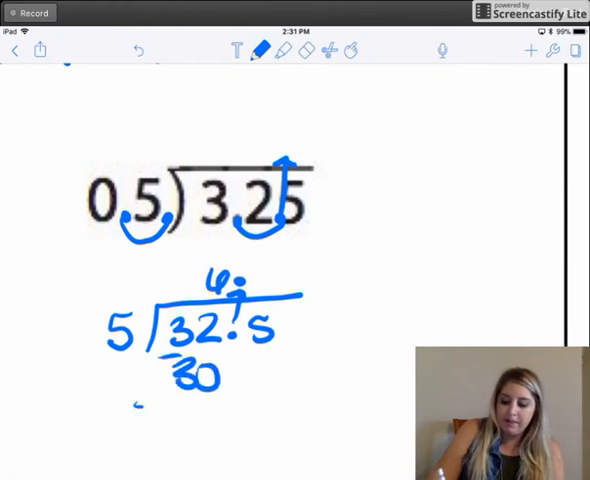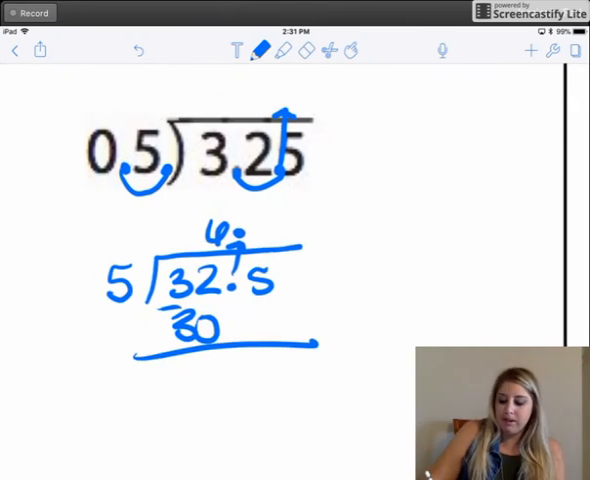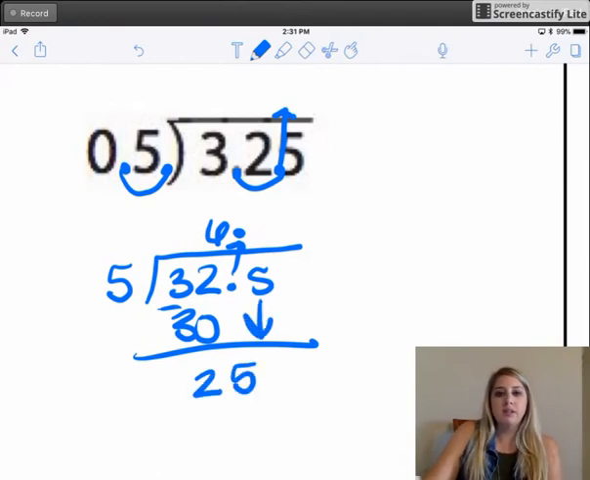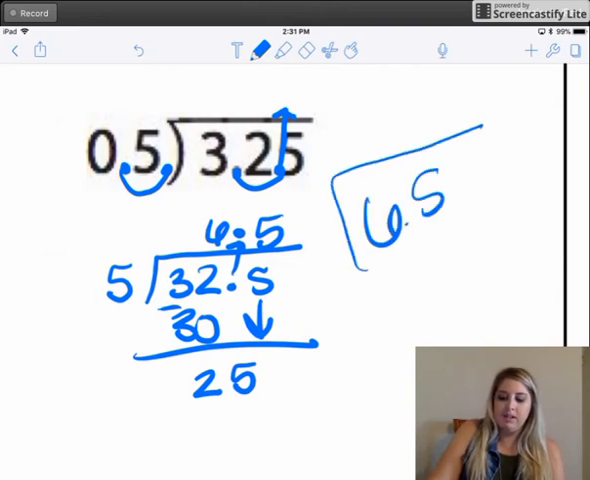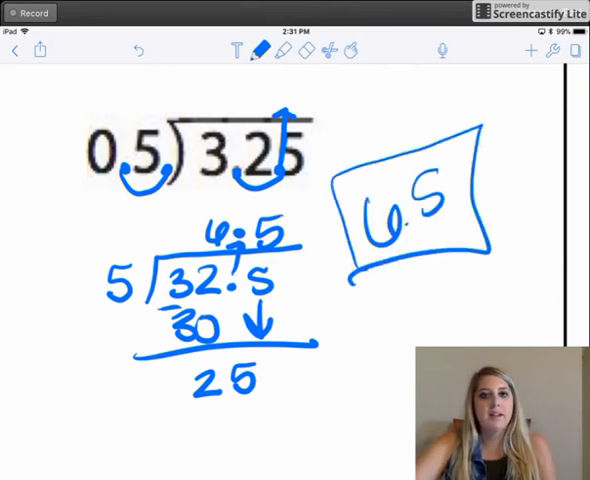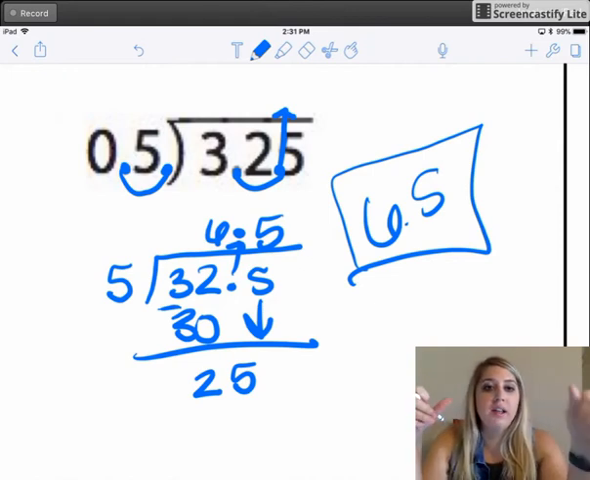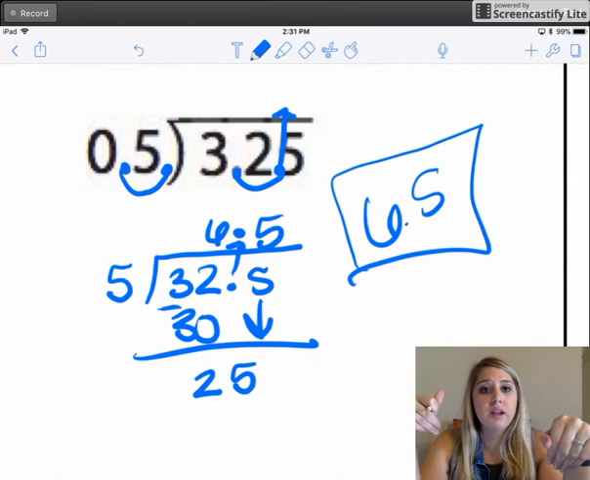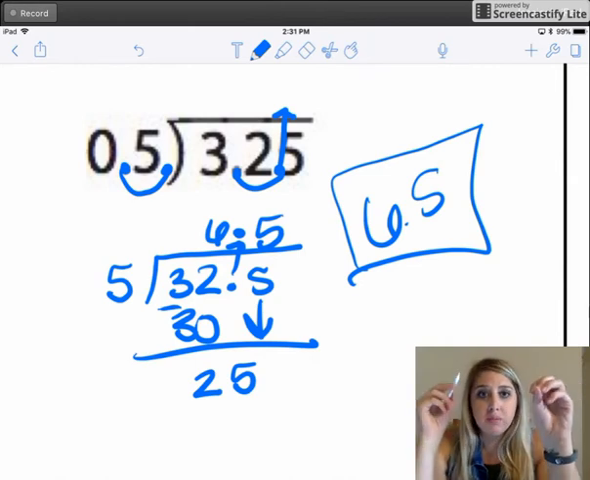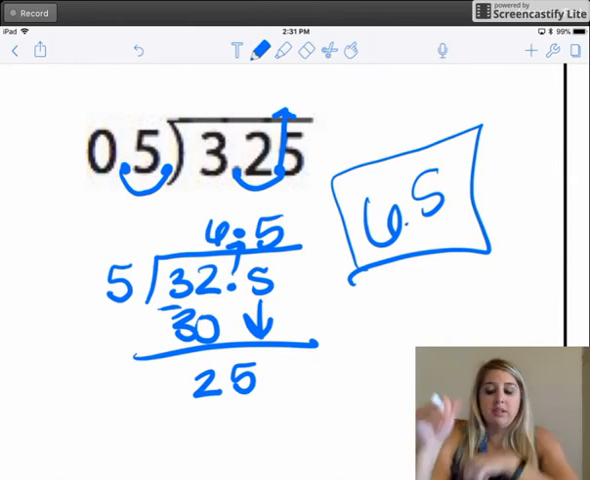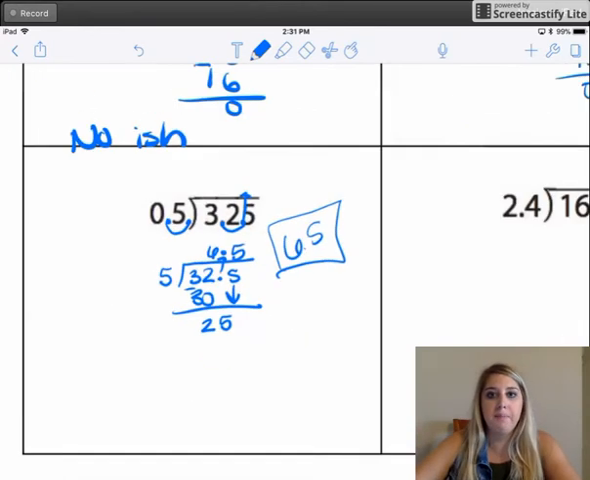That's 30. I make my subtraction. 32 minus 30 is 2. Drop down my 5. 5 goes into 25 exactly 5 times. So my answer is 6.5. Okay, so really all this new part was saying is if you have decimals on the left-hand side, you are going to have to scoop them and then scoop it on the other side as well. Then you can rocket it up.